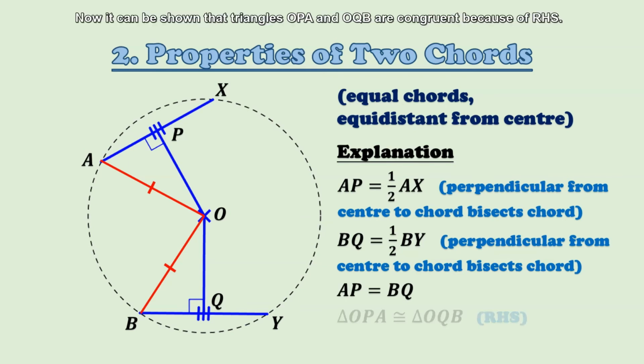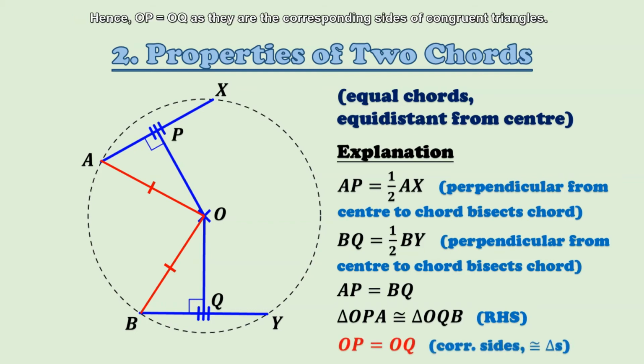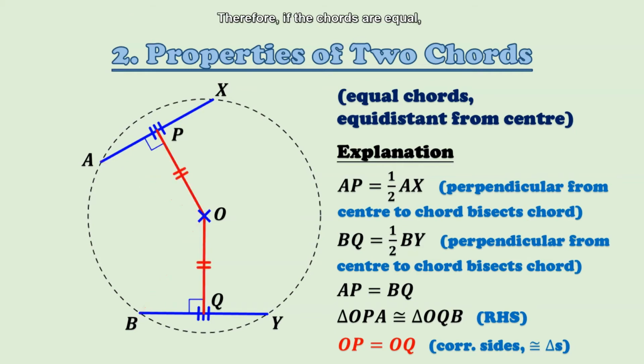Now it can be shown that triangles OPA and OQB are congruent because of RHS. Hence, OP is equal to OQ as they are the corresponding sides of congruent triangles. Therefore, if the chords are equal, the perpendicular distance from the center should also be equal.